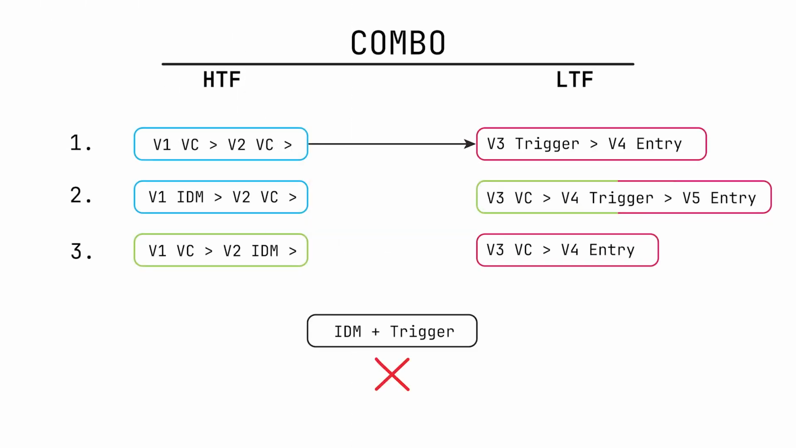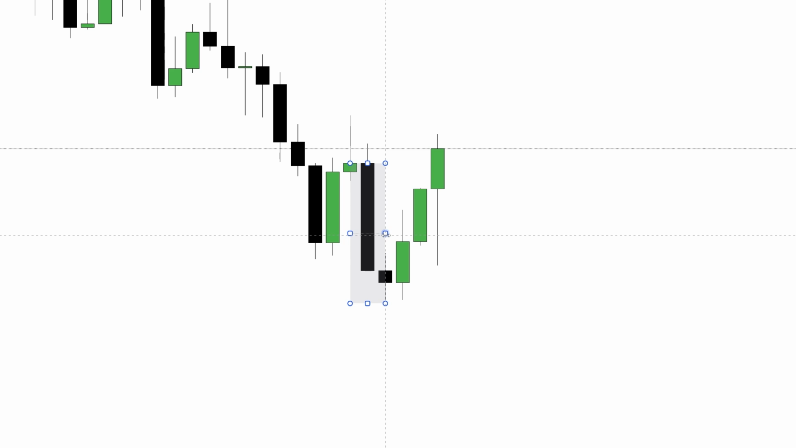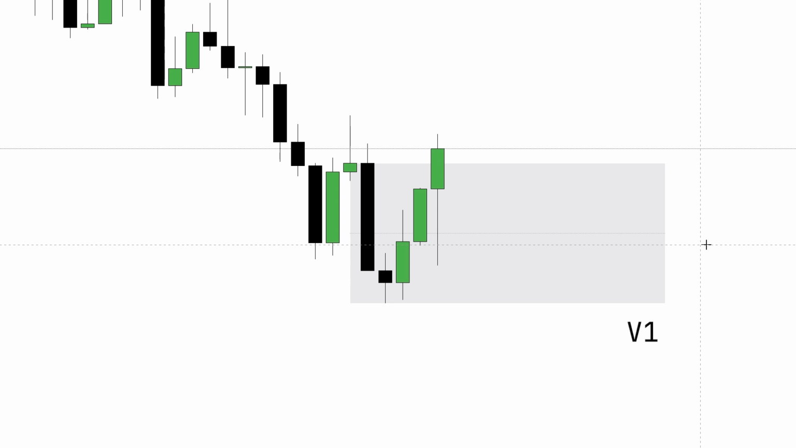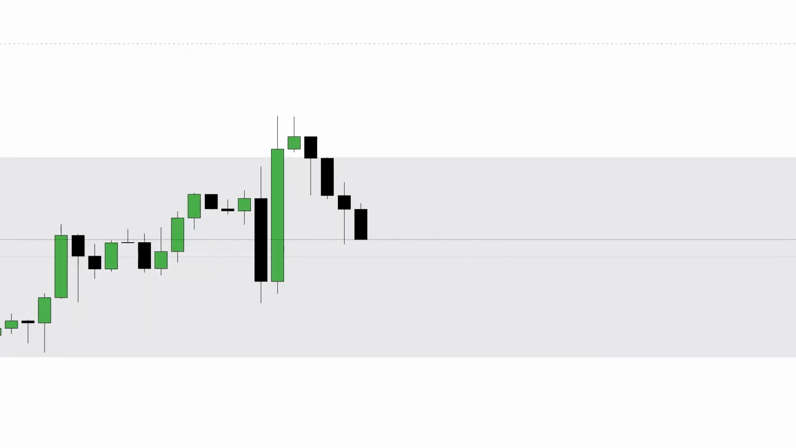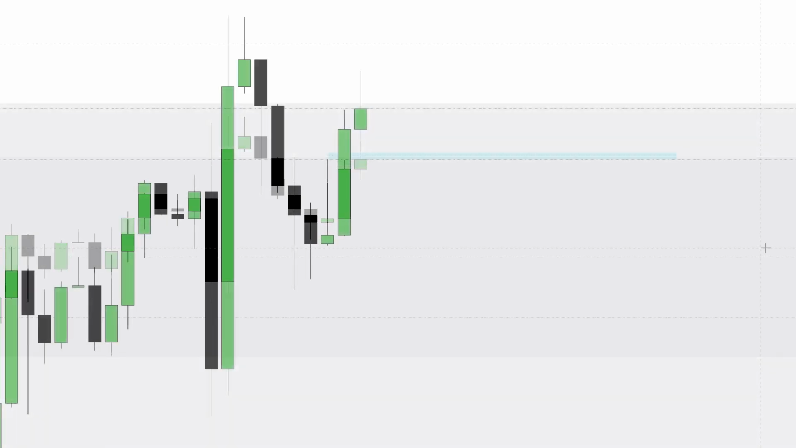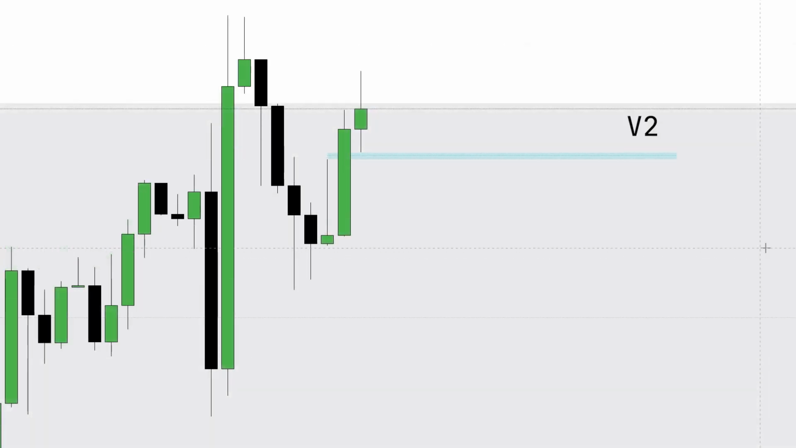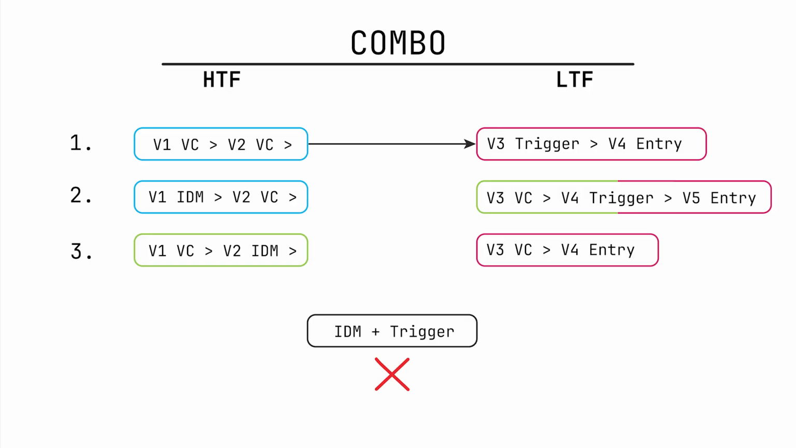First example, HTF1, LTF1. The first thing we need to receive is V1 volume confirmation greater than V2 volume confirmation. On the one-day chart, the price forms a bullish order block zone, which can be considered variable 1. Now, to receive variable 2, we need to wait for a test and volume confirmation on the 4-hour chart. We switch to the 4-hour chart and see that the price forms a bullish fair value gap, which can be considered variable 2. Now all the conditions on the HTF stage are met, and we can move to the second stage, LTF. V2 trigger greater than V4 entry.